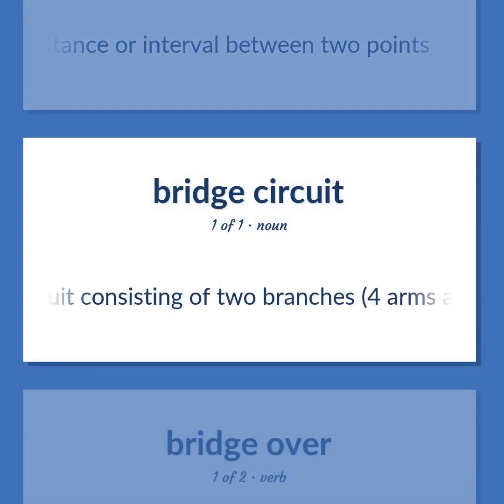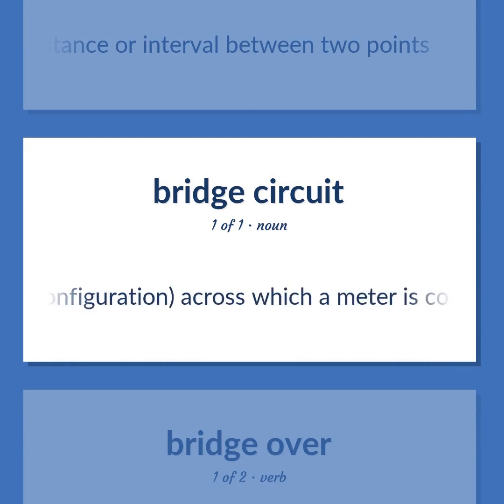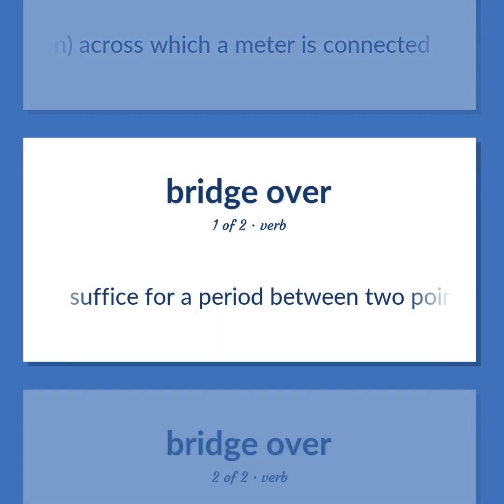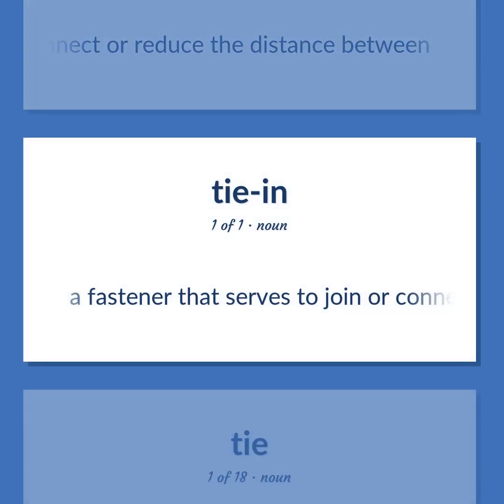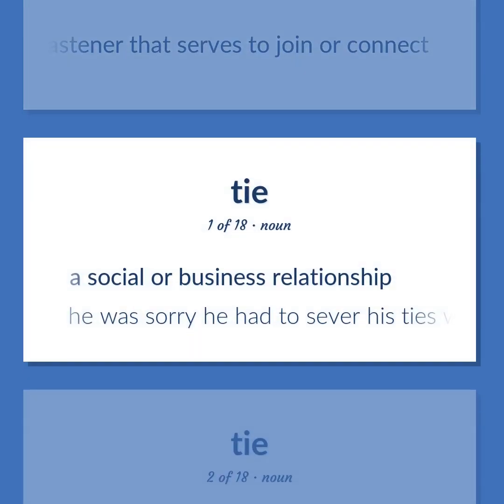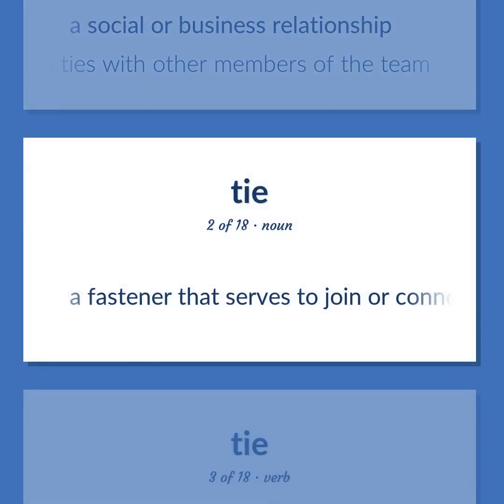A circuit consisting of 2 branches, 4 arms arranged in a diamond configuration, across which a meter is connected. Suffice for a period between 2 points. Connect or reduce the distance between. A fastener that serves to join or connect. A social or business relationship. He was sorry he had to sever his ties with other members of the team. A fastener that serves to join or connect.